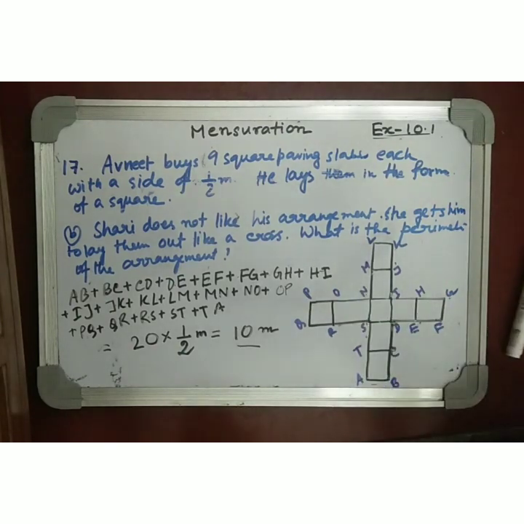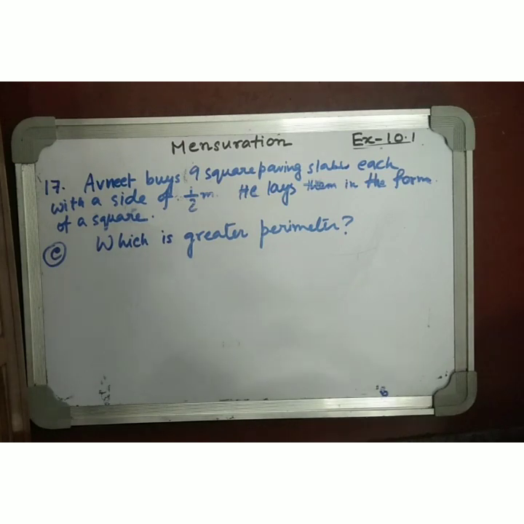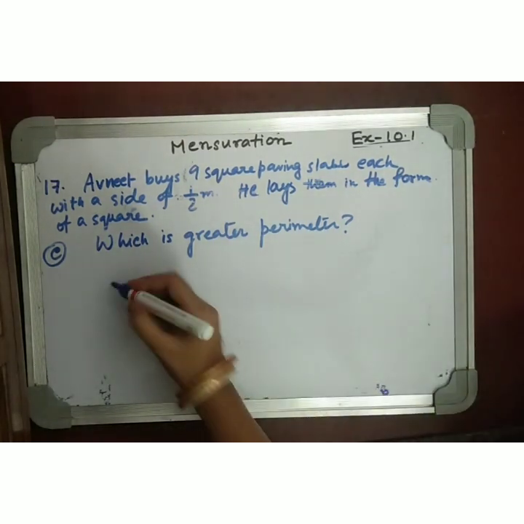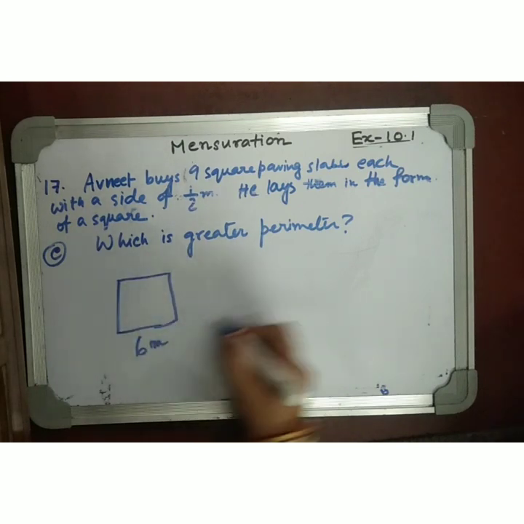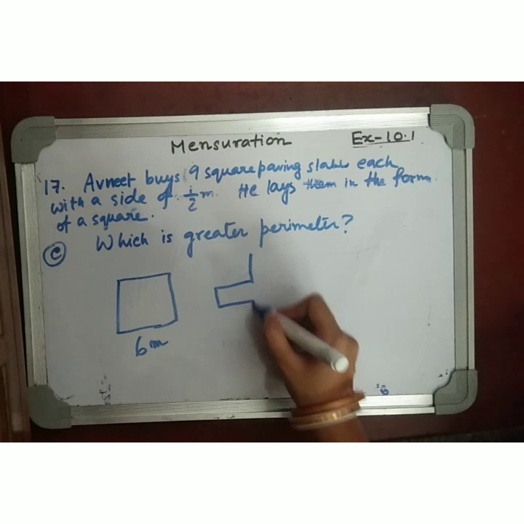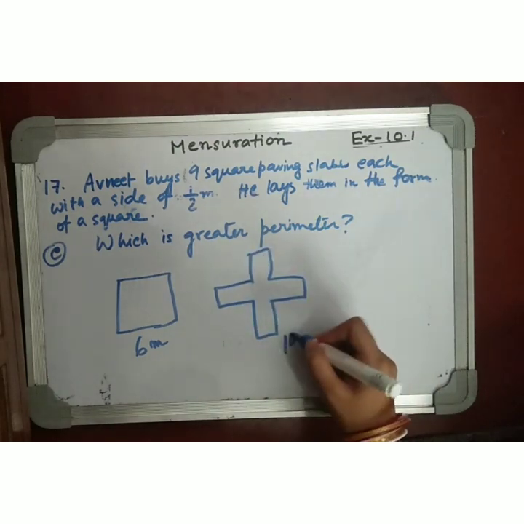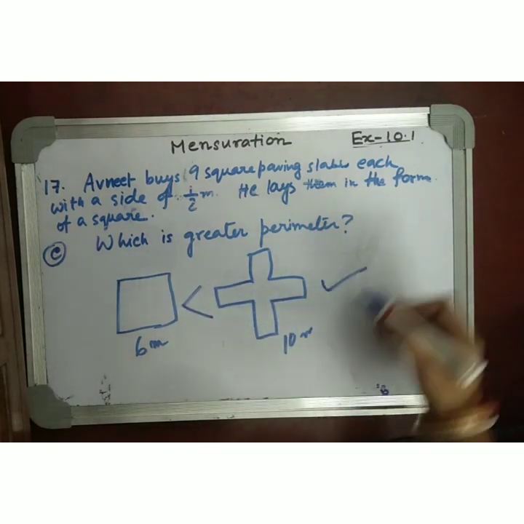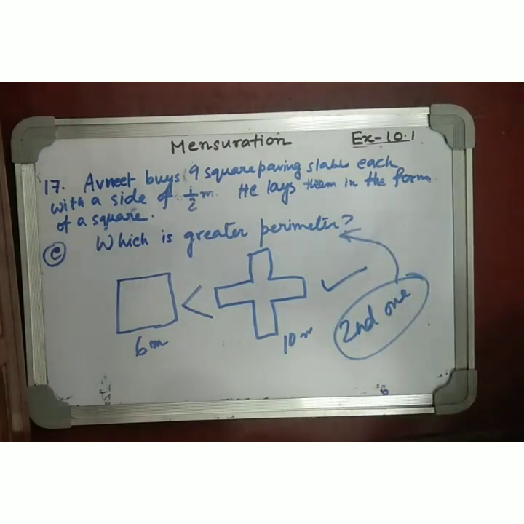Now let's come to the next question. Here in this question it is written, which is the greater perimeter. So the first perimeter was 6 meter and the second one, this cross shaped, was 10 meter. So which one is bigger? Obviously this one. So the second one was of greater perimeter. Now let's come to the next question.